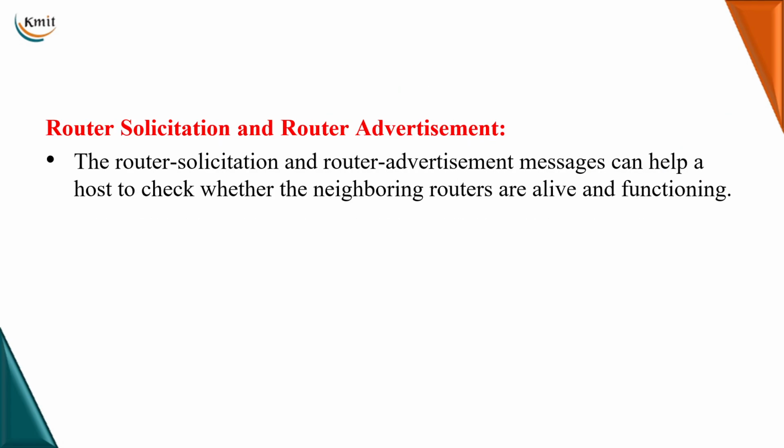Then the last message which we have is the router solicitation or the router advertisement message. This will help us to check whether the neighboring routers are alive and functioning. You are on a big network with so many devices, and you want to know whether a router is available or dead. Then you send a router solicitation message. When this message is received by a router, it will give a router advertisement message. It will advertise itself: I am available, you can route the packets through me.